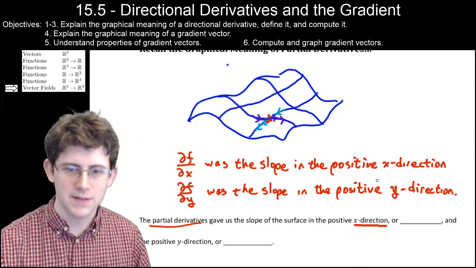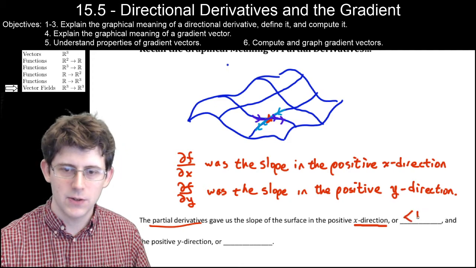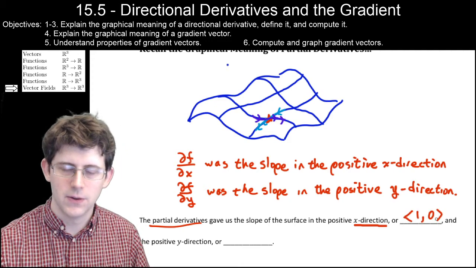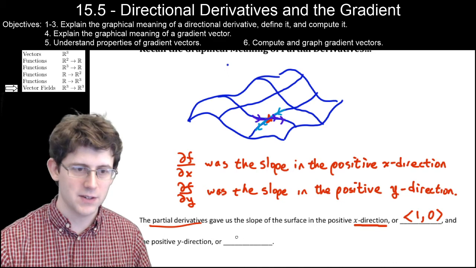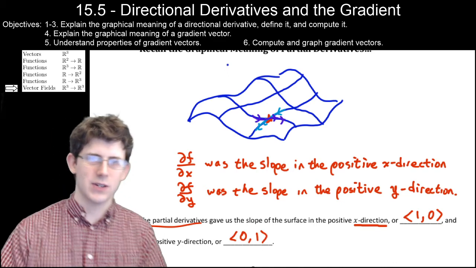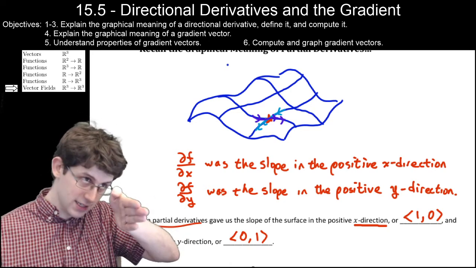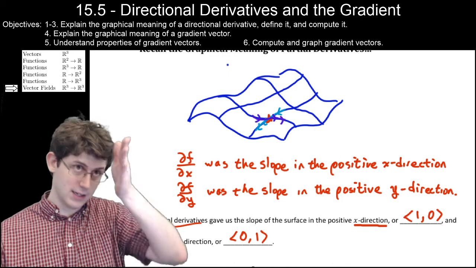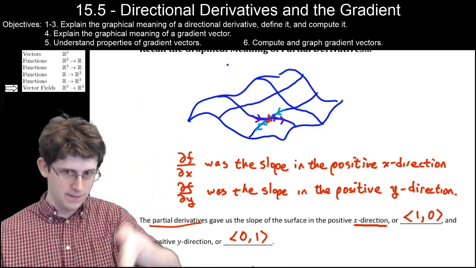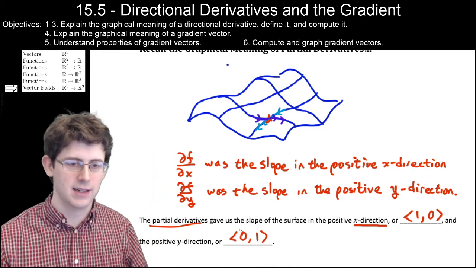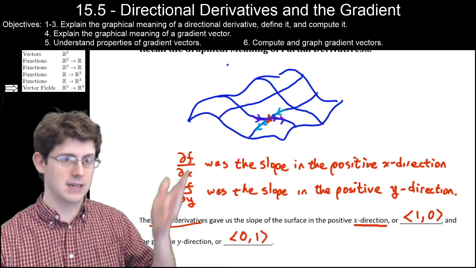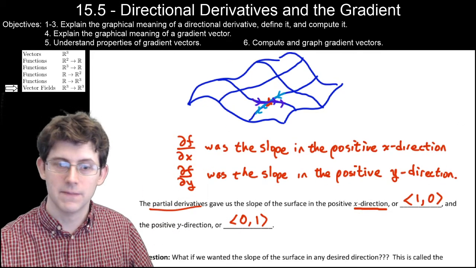Yeah. So the x partial derivative was saying, well, how about you go in the direction 1, 0? And the y partial derivative was saying, how about you go in the direction 0, 1? So it gives you a direction to look while you're standing on the surface. Say, look east and tell me what the slope is. Is it going up or is it going down? And then this other one says, look north. And then you find the slope looking in that direction.